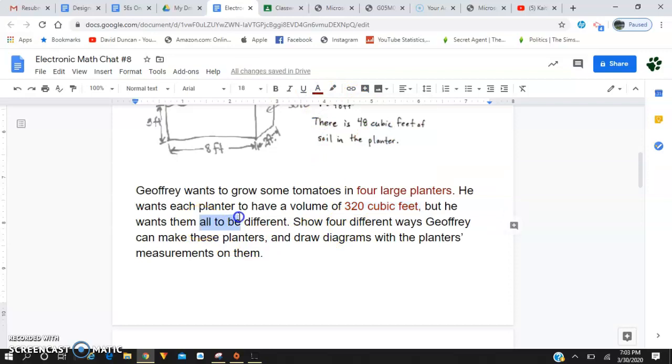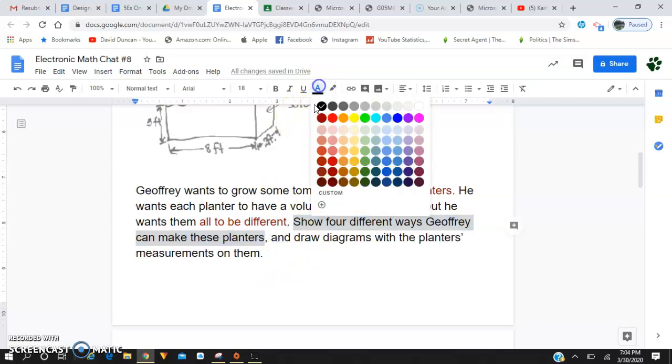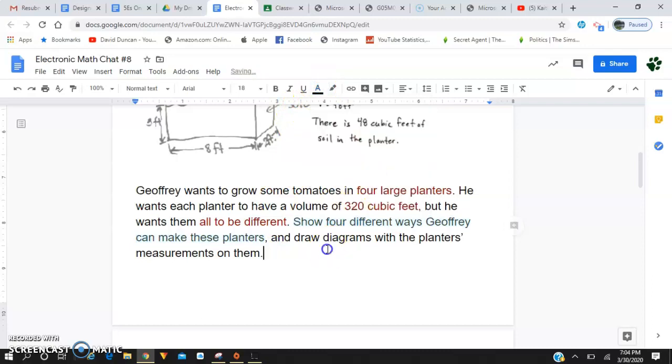And I know that's not a number, but I'm going to make that red because I want to know that they all need to be different. I need to show 4 different ways Jeffrey can make these planters. That's what the question's asking me to do, so I'm going to make that blue. Okay?